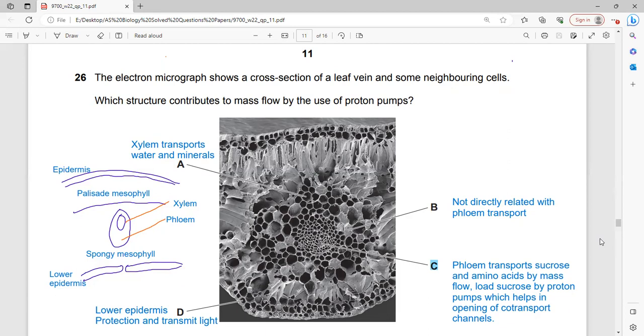Now, option A is xylem, which only transports water and minerals, there's no active transport. In D, this is the lower epidermis, which is responsible for protection or transmission of light. It's not involved in transport. B is not directly related, it's not part of the vascular bundle, while C is the phloem, which transports sucrose and amino acids by the mass flow method. It also pumps hydrogen from inside to outside by the companion cell, so by active transport. That's why C is our correct option.